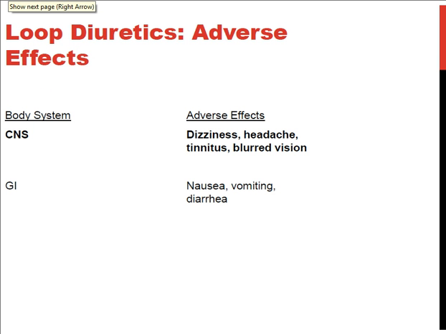So what are the adverse effects of loop diuretics? Very similar to those of thiazide diuretics. Dizziness, headache, sometimes ringing in the ear, which is tinnitus, and blurred vision. Now, what you'll notice is that the side effects from both the thiazide diuretics and the loop diuretics have to do probably with lowered blood pressure. So if your blood pressure goes too low, you're going to feel dizzy, you're going to have a headache, you might have blurred vision and ringing in the ears.